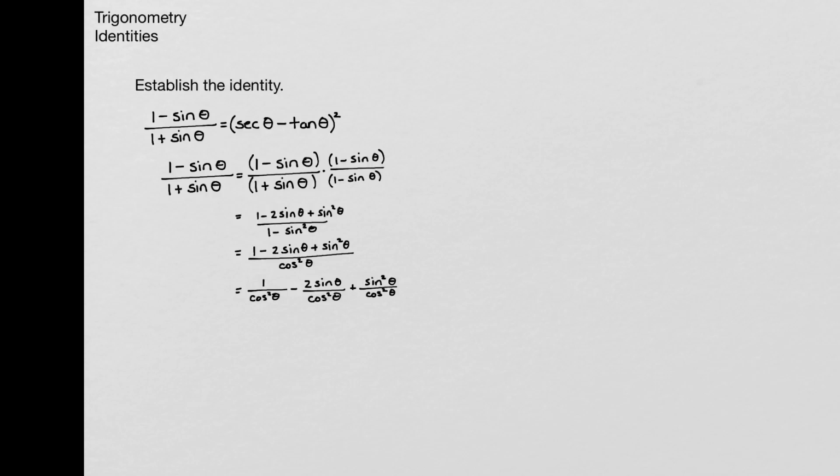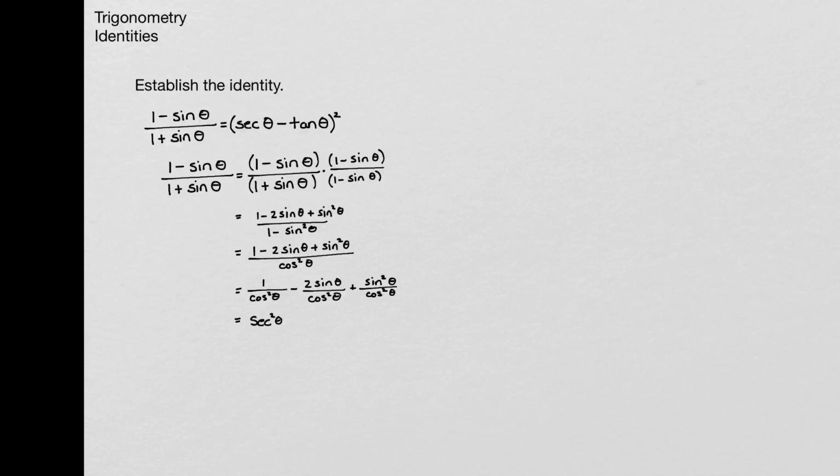Okay. And notice that I'm keeping the theta in. Every time I write a trig function, make sure that you do keep that argument, the angle, theta, in your problem. Don't just write sine, cosine, and leave out the theta. So now I can write 1 over cosine squared theta as secant squared theta.